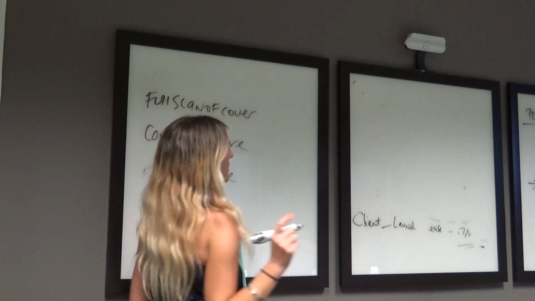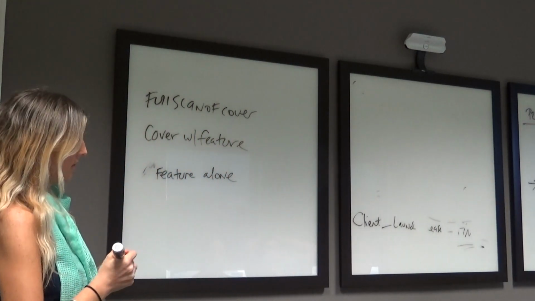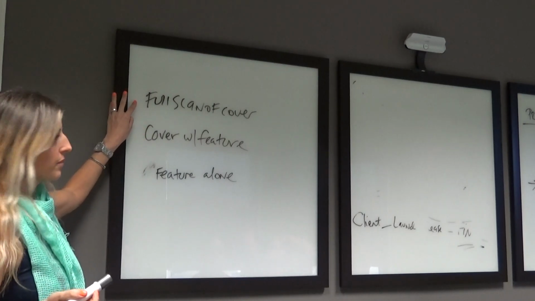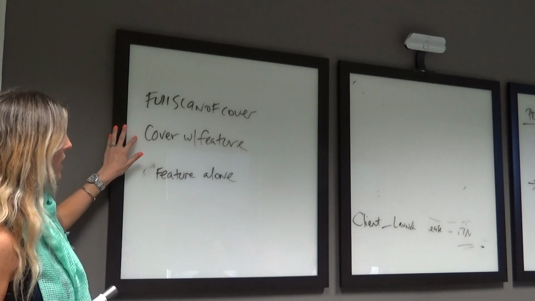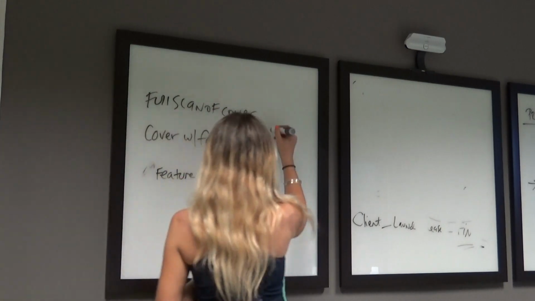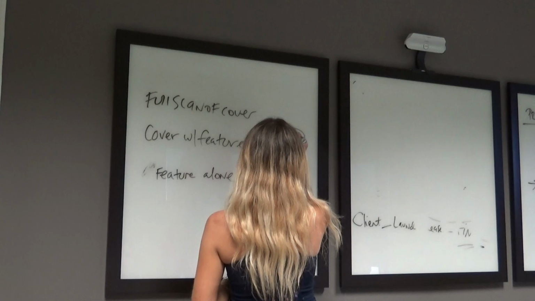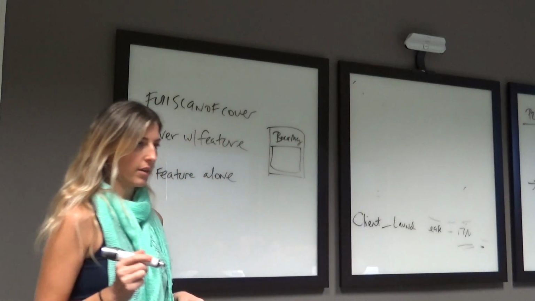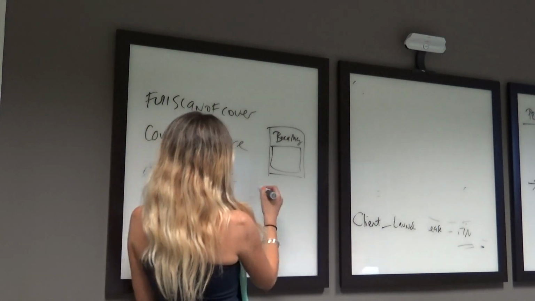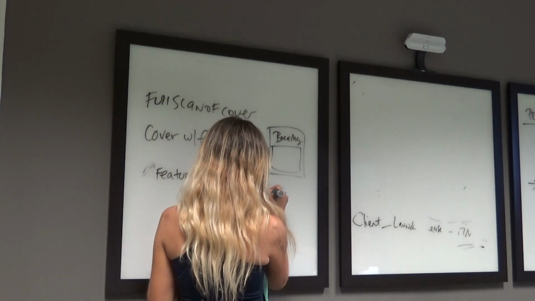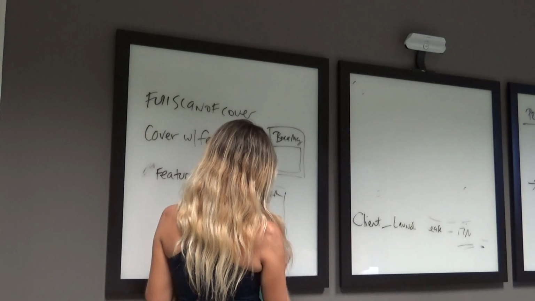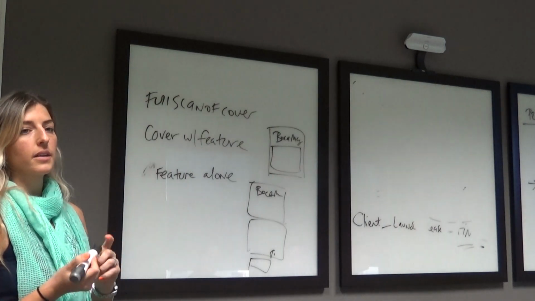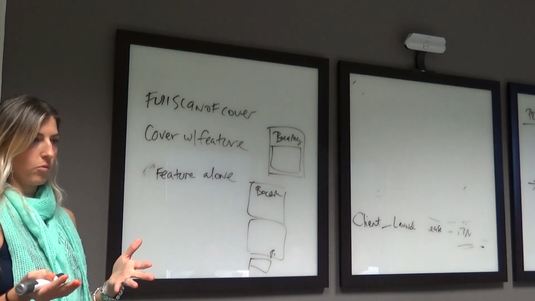Just as an example, and we do these for many different reasons, let's say it's a magazine. You should have the full scan of the cover. You should have design create a cover with a feature. What that means is, here is Boca Mag, and here's the feature. And then the feature alone. So you'll have Boca Mag, and then page 1 and page 2 of the feature, because we like you to have it in many different ways.